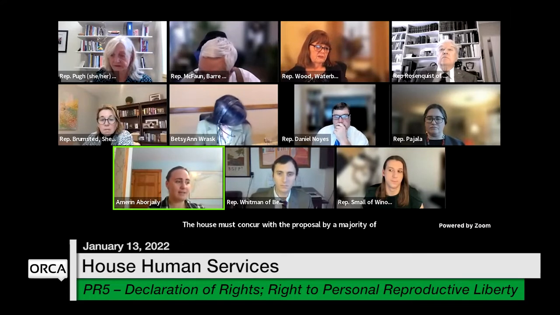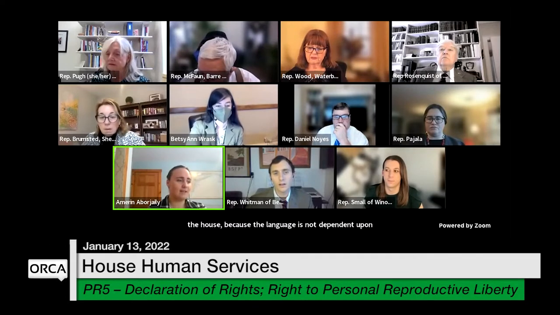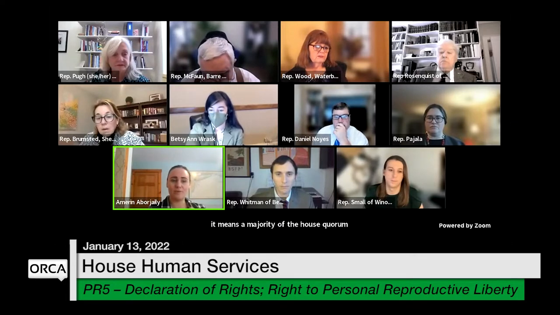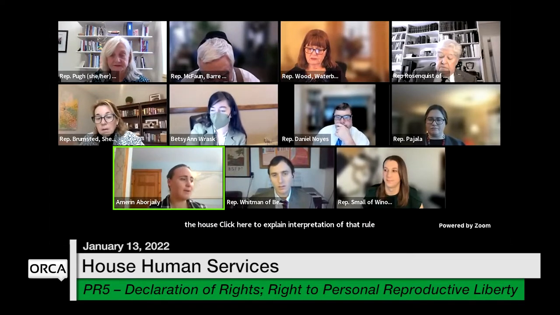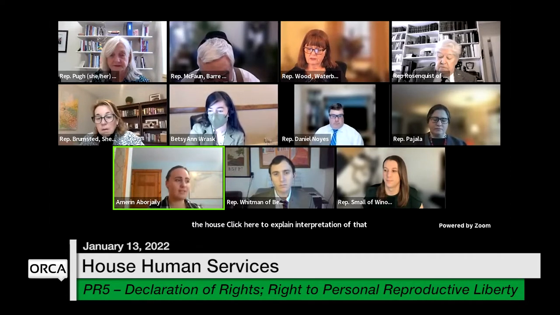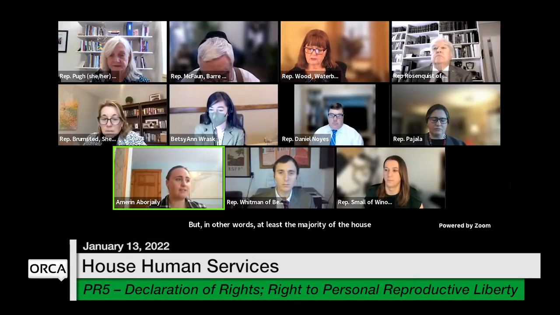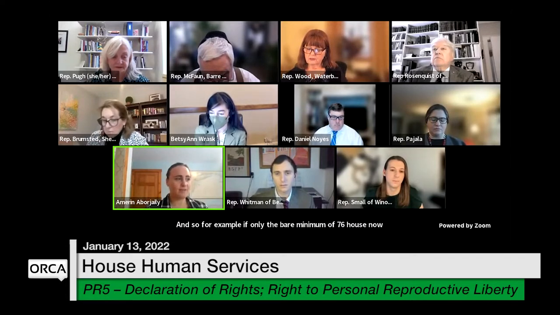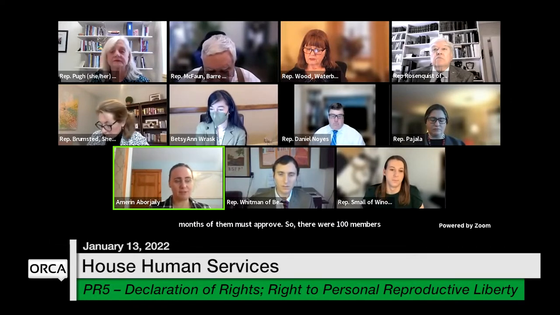Because the language is not dependent upon House membership, it means a majority of the House quorum. So I won't get into too much of that interpretation, since we do have the House clerk here to explain interpretation of that rule. But in other words, at least a majority of the House members present in constituting a quorum must approve. And so, for example, if only the bare minimum of 76 House members are present to constitute a quorum, at least 39 of them must approve. So if there were 100 members present, 51 must approve.